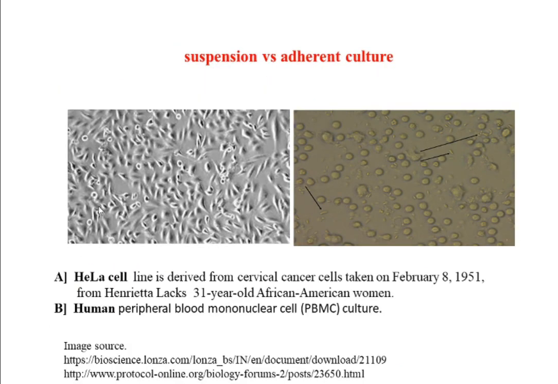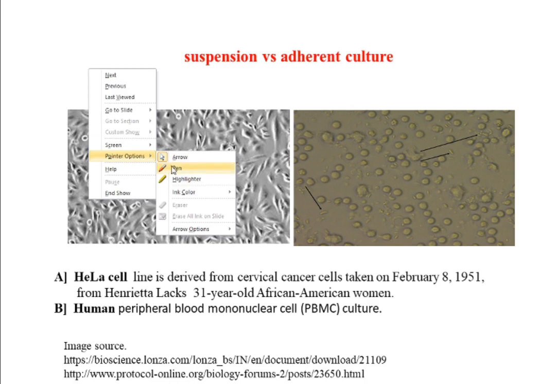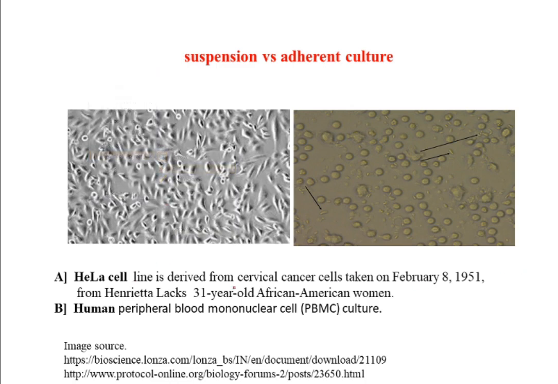Here we have two types of cultures. One is called suspension culture and another is called adherent culture. On the left hand side you can see it is a HeLa cell line. The details are given here. The HeLa cell lines, the cervical cancer cells, were taken on February 8, 1951 from Henrietta Lacks, a 31-year-old African American woman. This is the culture of HeLa cell lines, an inverted microscope image.